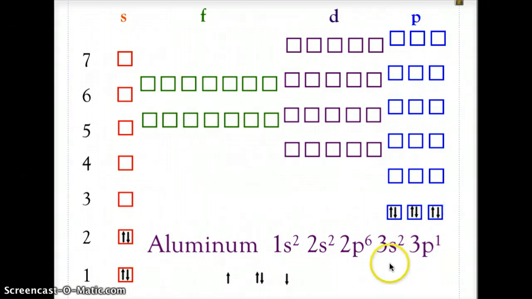And then when we go out to the 3s, the first electron is an up spin, the second electron is a down spin, or a positive spin and a negative spin, and then in 3p we have one electron. So there are 13 electrons: 1s2, 2s2, 2p6, 3s2, and 3p1.